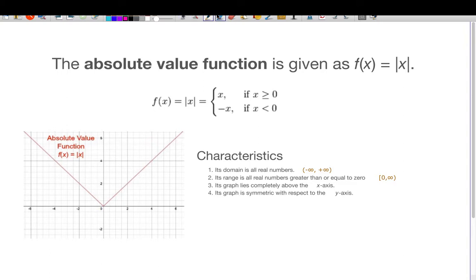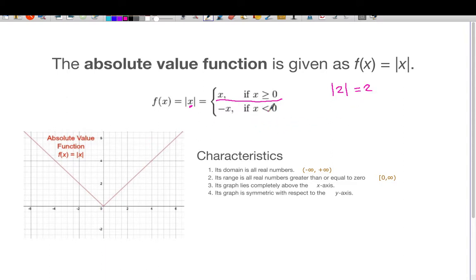Let us suppose the absolute value of, let's say, any number, let's say 2. If we are following this definition, our x is 2. And since 2 is greater than or equal to 0, the absolute value of x is covered by this first part of the definition. So if x is positive or 0, we simply copy whatever is the value of x. In this case, it's 2.